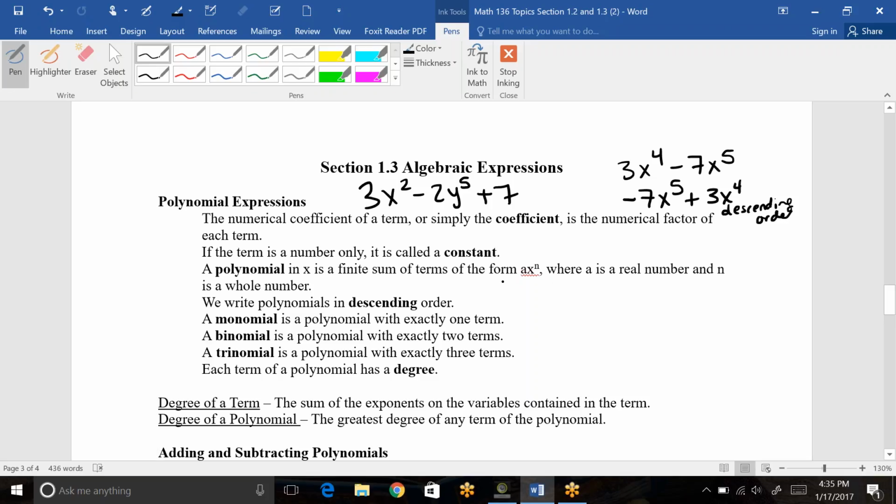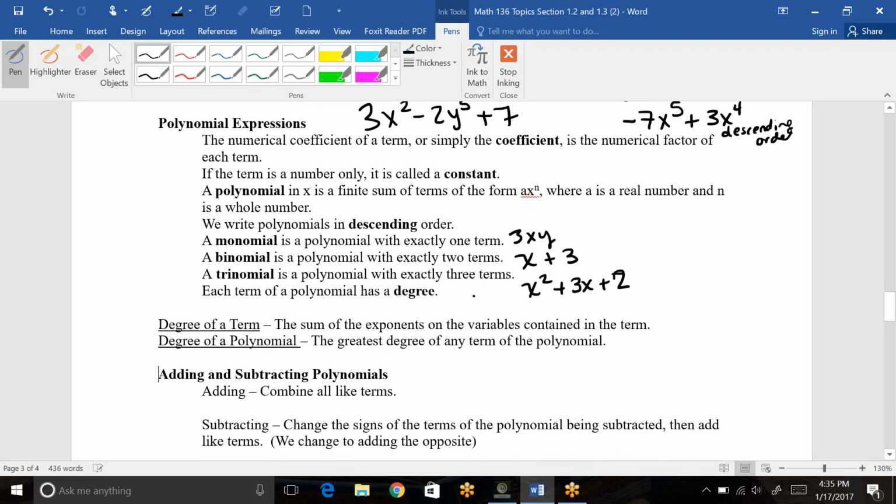A monomial is a single term, so something like just 3xy. That's not got any adding or subtracting. A binomial is two separate terms, so like x plus 3. And a trinomial is something where you have 3 terms. And that's a 2, sorry.